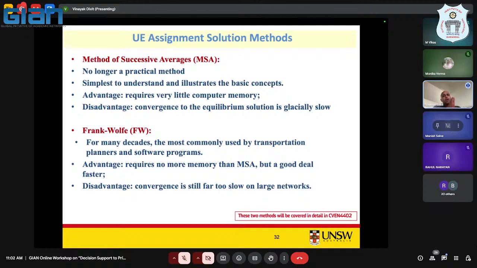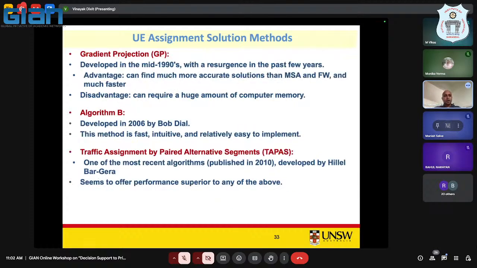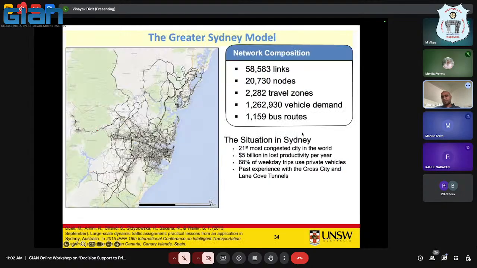So then there are a lot of algorithms. There's the method of successive averages, Frank-Wolfe. I'll not be covering those in this session. There are other approaches. There's gradient projection, Algorithm B. There's TAPAS. Lots of such algorithms moving forward.